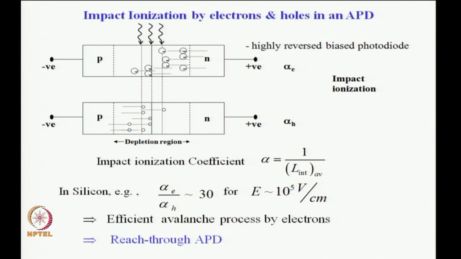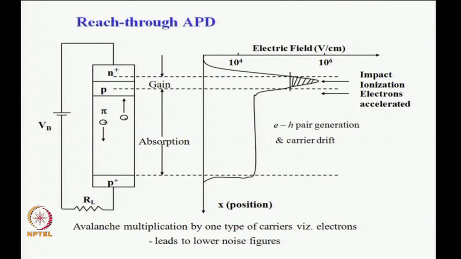Whereas, in the next design, the reach through APD design, since the avalanche process is taking place only at this end, the secondary electrons created are immediately collected here. The holes which are created are moving in this direction, but they are not creating any further avalanche, and therefore the quenching of the avalanche process, that is, the stopping of the avalanche process soon after the light pulse has been switched off or absorbed, will be very rapid.